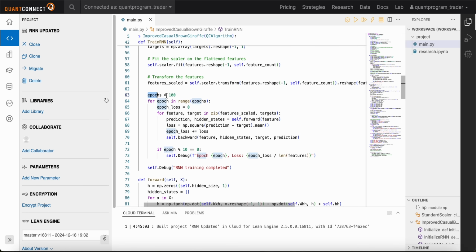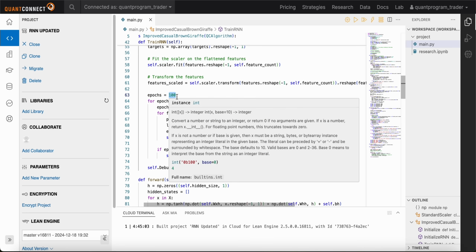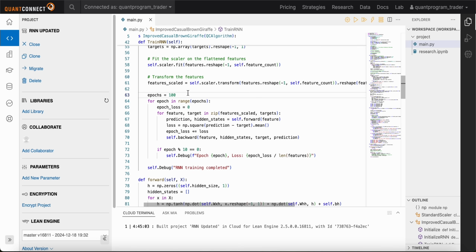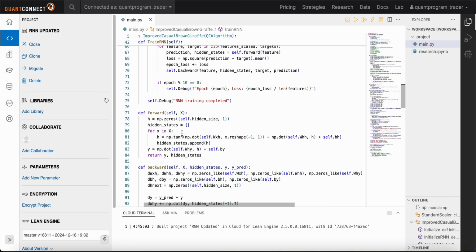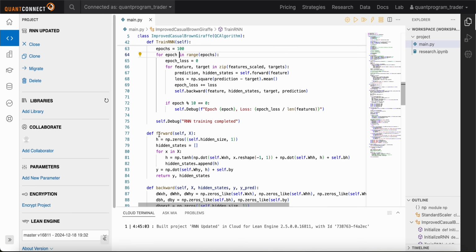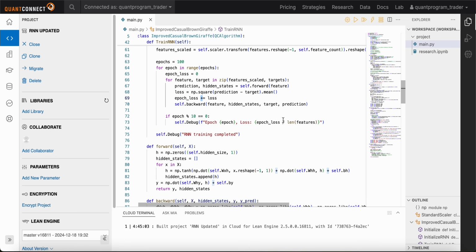And here is the epoch, so the iterations, the amount of iterations. So I can increase these iterations to a higher number, but again, it is going to come with higher computational power. And sometimes QuantConnect might not be able to handle it if you give it too many epochs. And then we're going to find the epoch losses and all those things. And here is the forward propagation and also the backward propagation as well. So here you can see we have used the self.backward function to find out the epoch loss and the hidden state and target and the prediction.